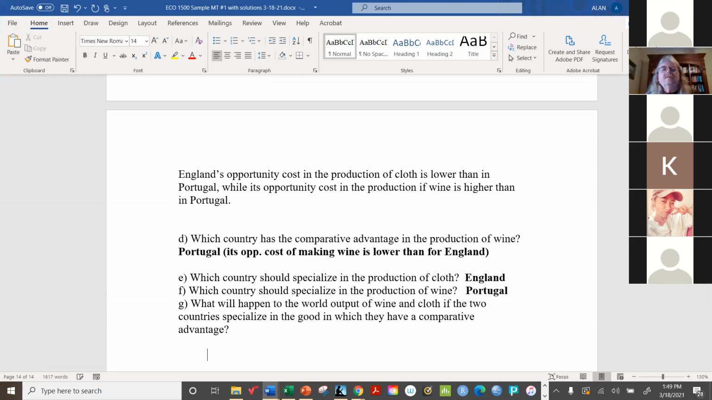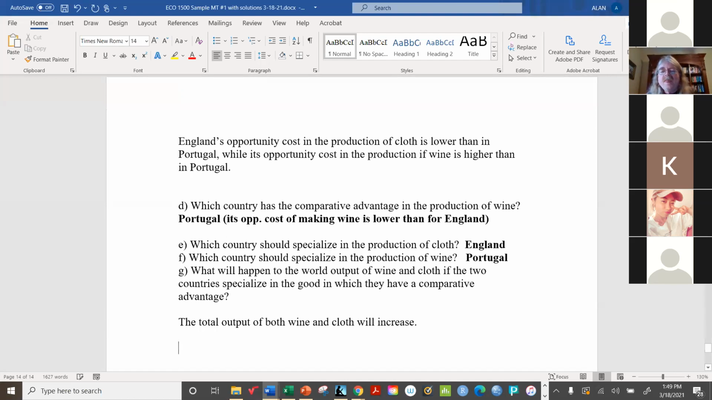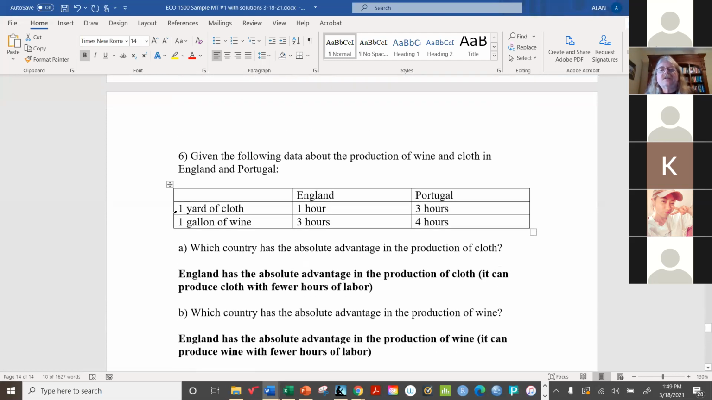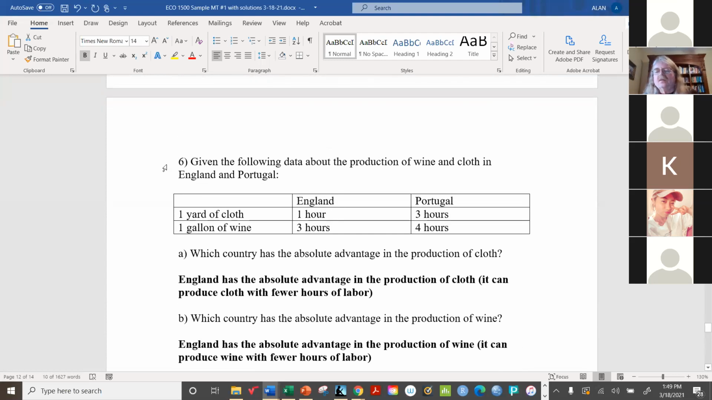The total output, as we've already seen, of both wine and cloth will increase. And that's why we have trade, because that's exactly what we expect to happen. Each country will focus on what they're good at and let the other take care of the other product. And as a result, altogether in the entire world, total output goes up. And that's why we love comparative advantage so much, because it enables us to do this.